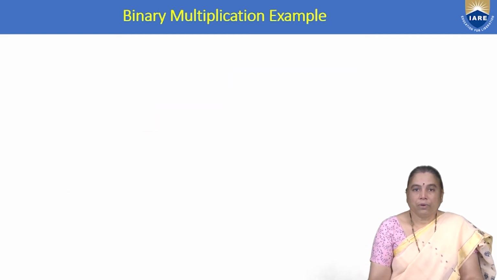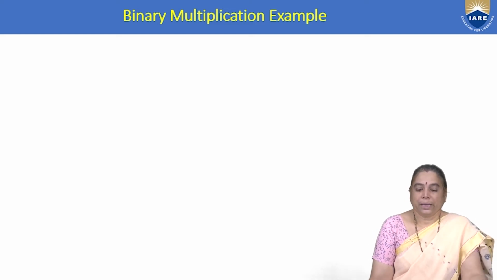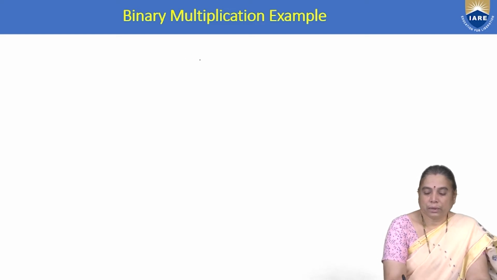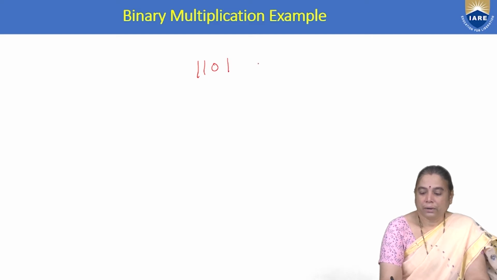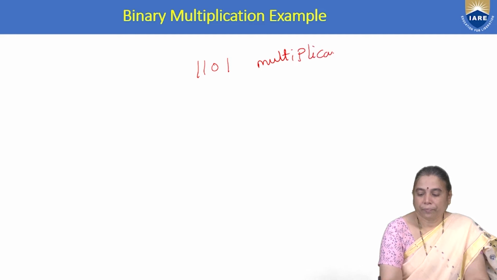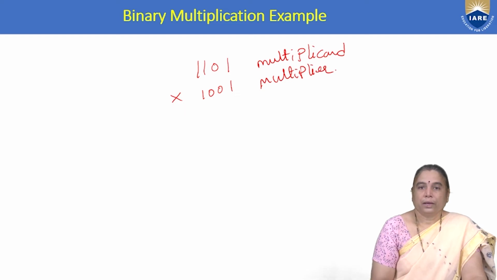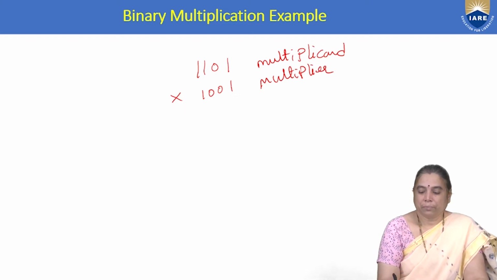Now we will consider one more example to gain knowledge about the binary multiplication process. For example, consider a 4-bit number. This is the multiplicand. And consider a multiplier. This is the multiplier. And how do we perform the binary multiplication?